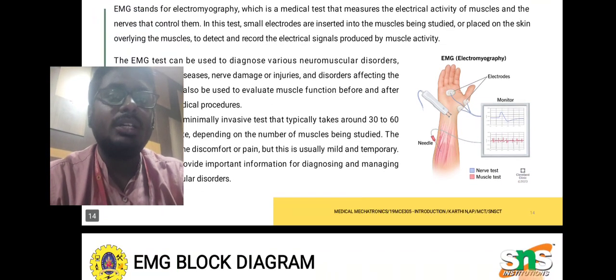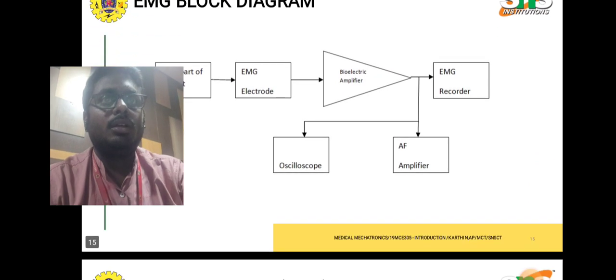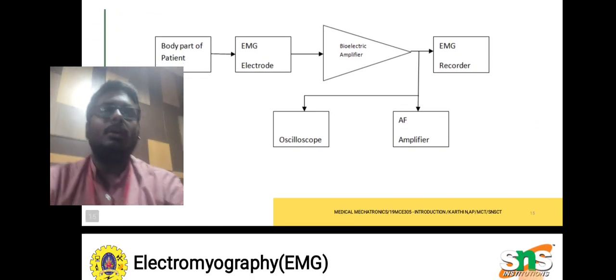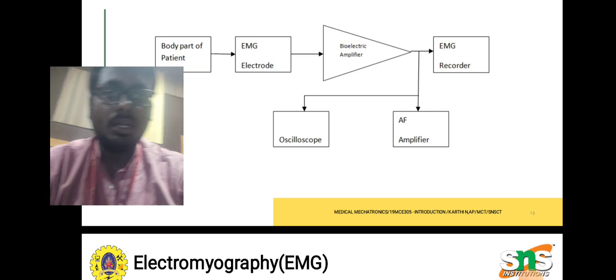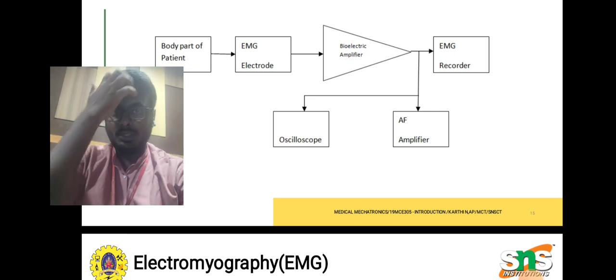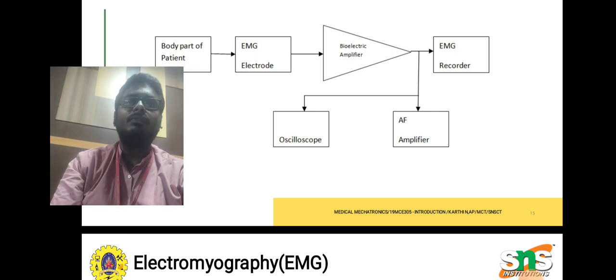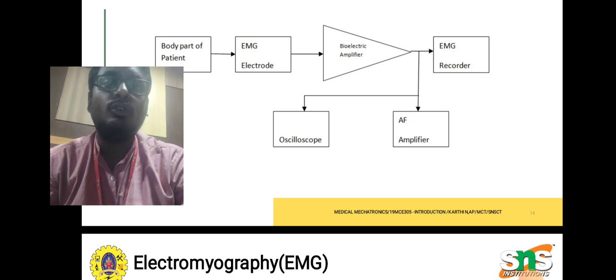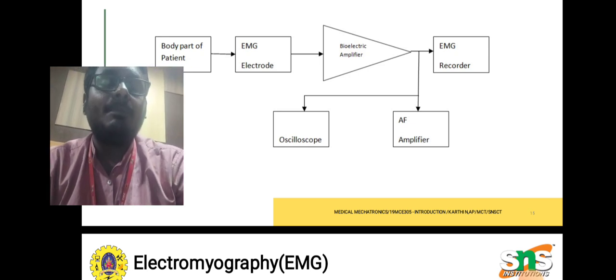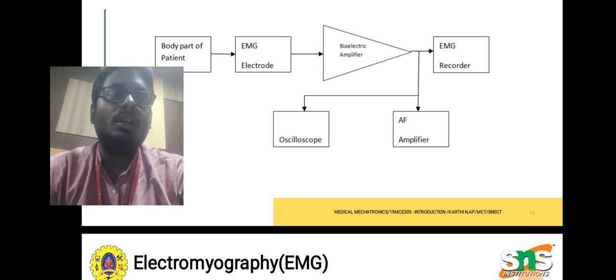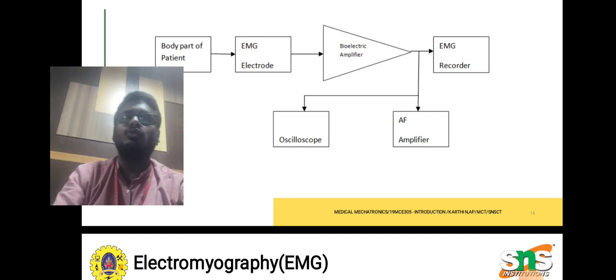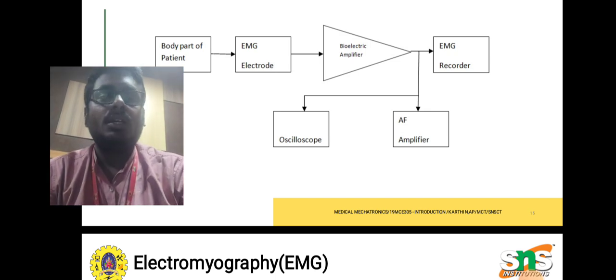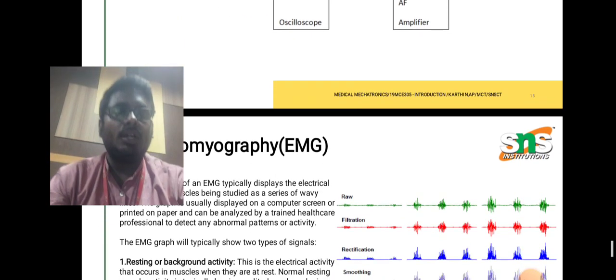We can see the block diagram, in which the electrodes are placed on the body parts of a patient and connected to the amplifier. In medical mechatronics, the amplifier plays a major role in gathering the low-level signal. Then the amplifier is connected to the EMG recorder, and also to the AF amplifier and to the oscilloscope. Through the oscilloscope, we are able to get the output and also the graph.